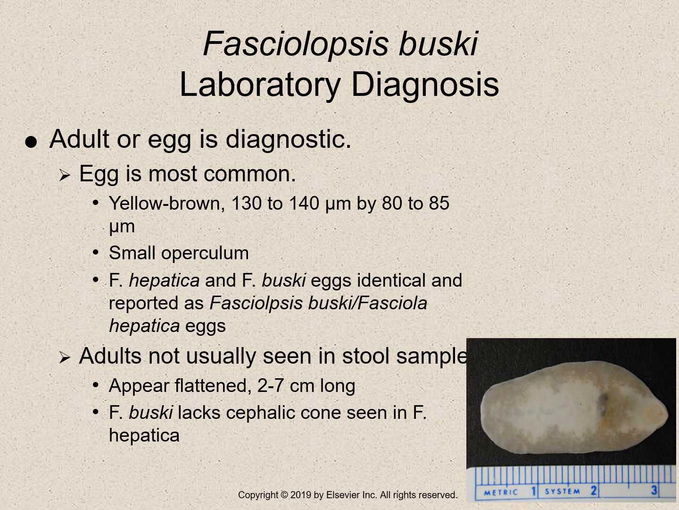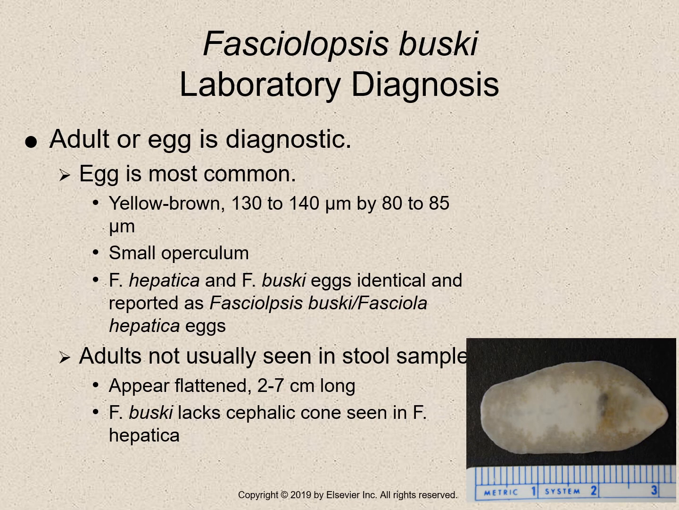Finding the adult or egg of Fasciolopsis buski is diagnostic, although the egg is more commonly seen. The adult fluke is flattened and measures 2 to 7 centimeters long and lacks a cephalic cone seen in Fasciola hepatica. Adults are usually not seen in stool samples unless it's a purged specimen. Eggs appear yellow to brown and average in size of 130 to 140 micrometers by 80 to 85 micrometers, and have a small, relatively inconspicuous operculum. They are unembryonated when they are passed.